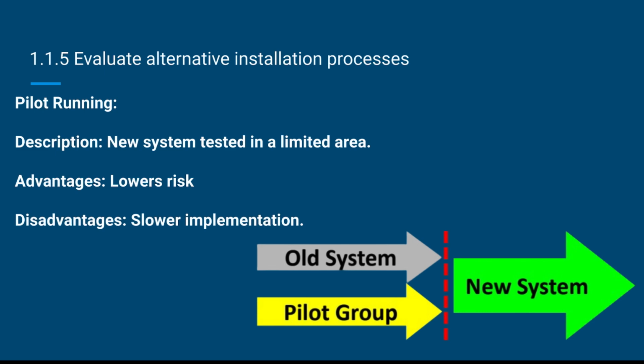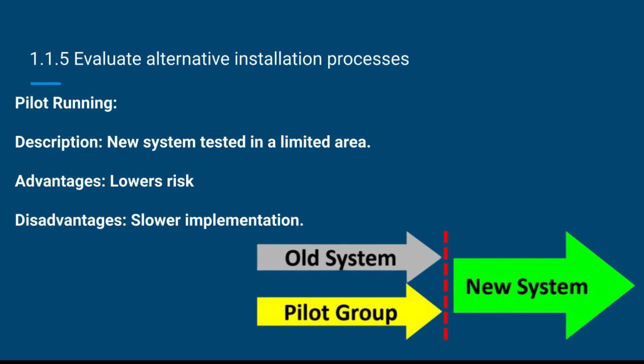On to the next installation process, pilot running. This is when a new system is tested in a limited area. A positive thing about this is how low its risk is. Pilot running minimizes risk by isolating the initial users using the system, and if something goes wrong, it only affects a limited group of people rather than the entire organization.